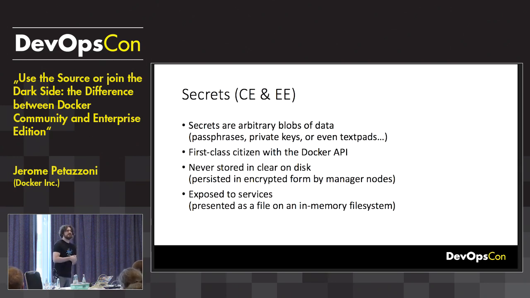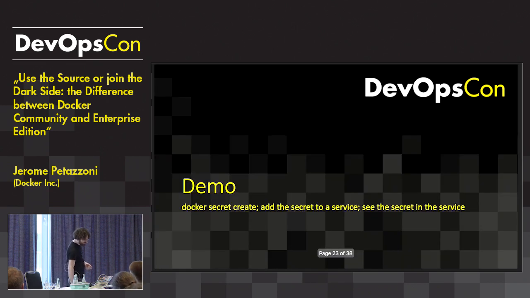There is the notion of secrets, and again, that is both in the community and enterprise editions. Secrets are arbitrary blobs of data. It could be a private key, it could be a password, it could be anything, and it will be kept only on the manager nodes, it will be kept securely, and it will be handed off only to the services who need them. So I'm going to show how secrets work, just because it's going to be a good introduction for the next section.